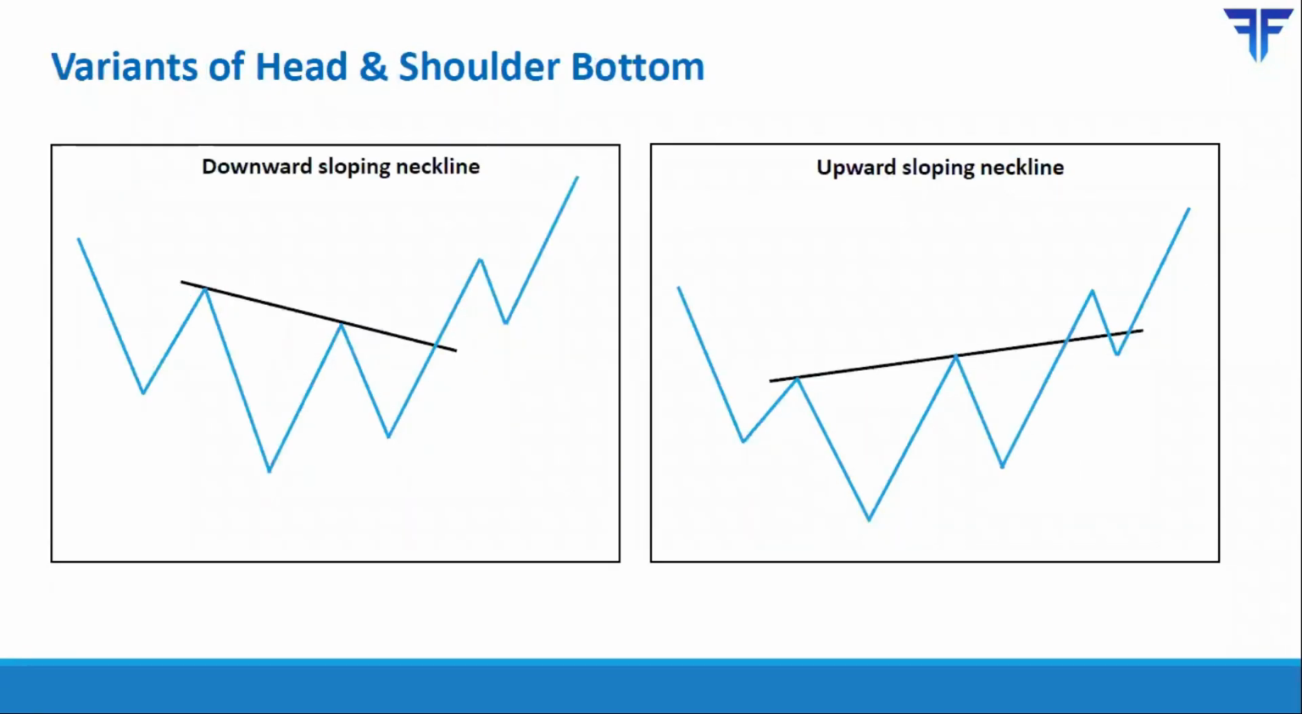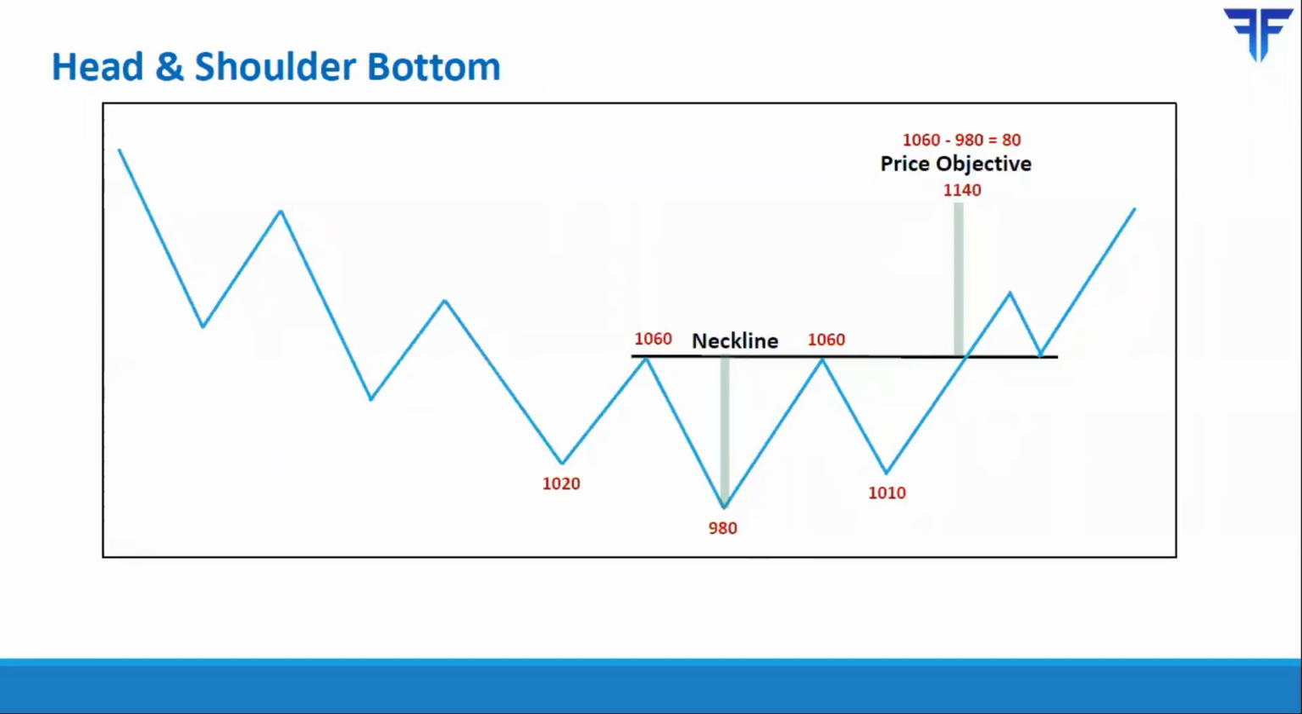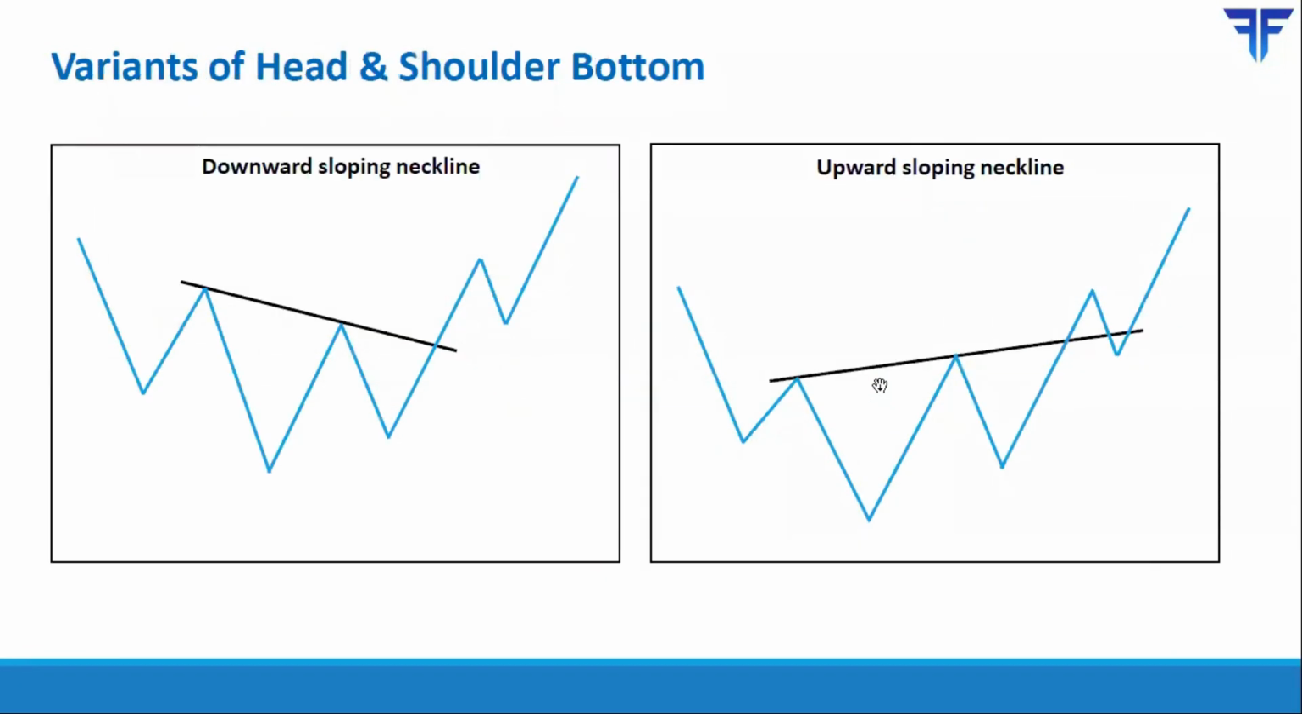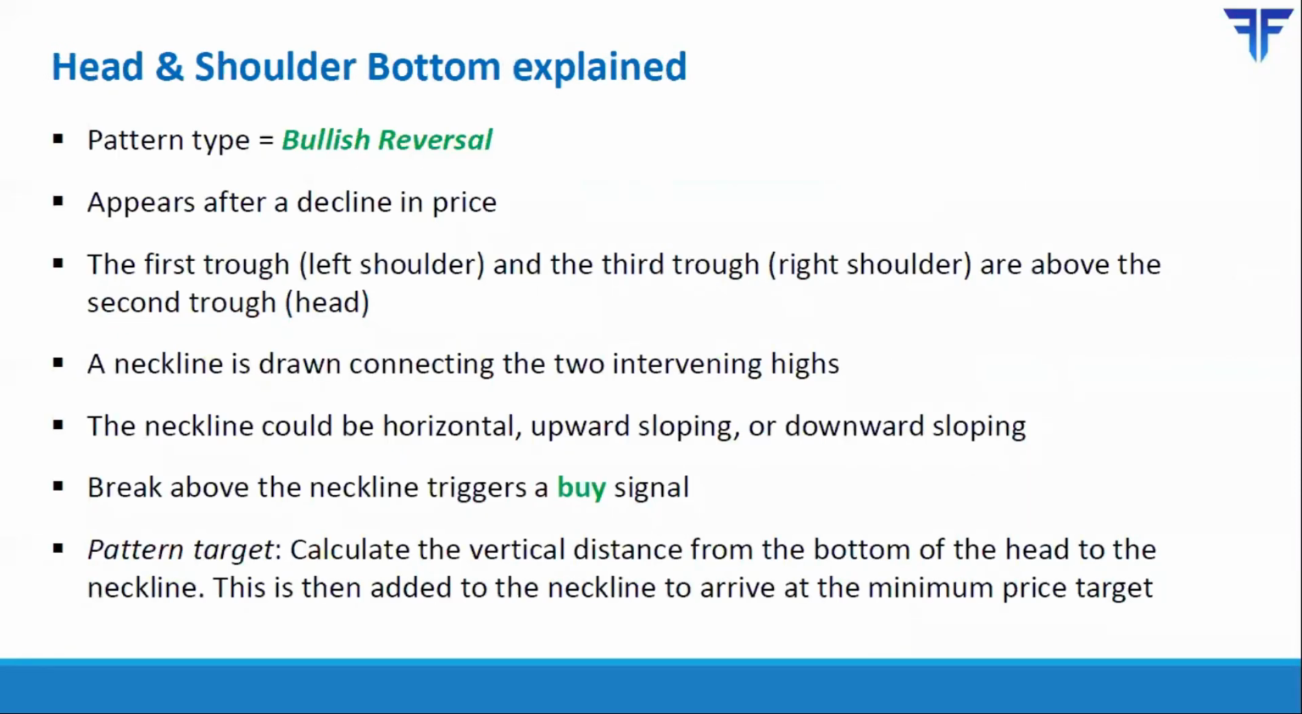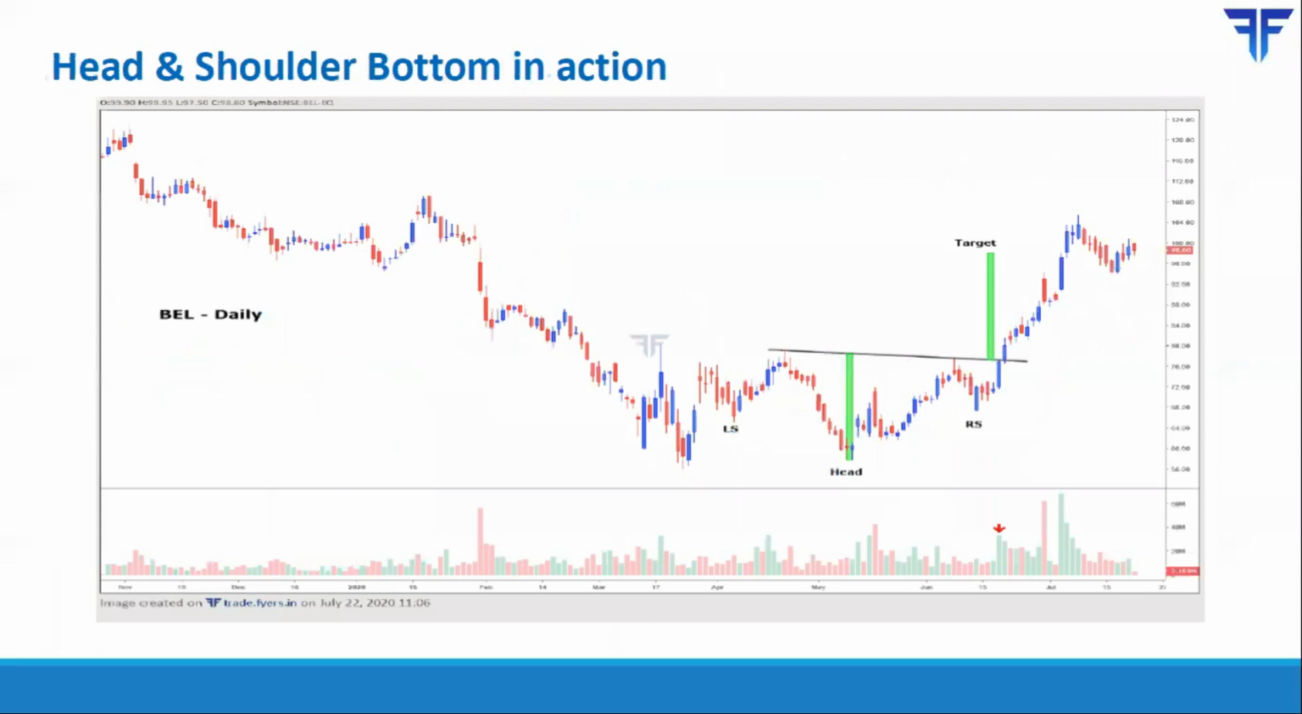Again, a head and shoulder bottom has three variants. In the first slide, we talked about a head and shoulder bottom that has a horizontal neckline. You could have a head and shoulder bottom that has a downward sloping neckline, as well as a head and shoulder bottom that has an upward sloping neckline. So you should be aware of this. We've already talked about the details of the head and shoulder bottom. So let's look at the final chart in this webinar.